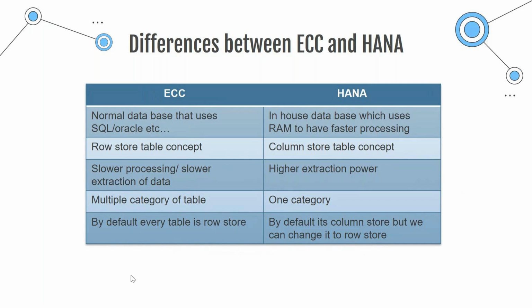Then in every ECC system, no matter which table it is, every single table is a row store table. Okay, every existing table, and even if you create new database tables, all of them will be row store tables. Whereas in the HANA system, by default every table is a column store table, but you have the flexibility, you have an option to change it to a row store table.